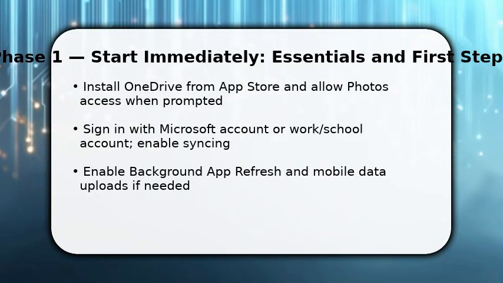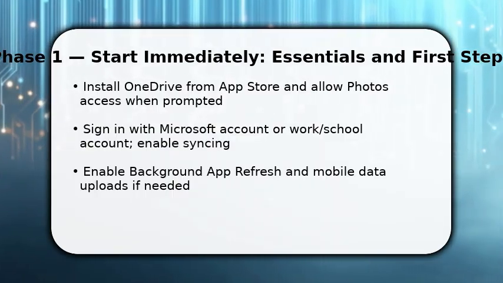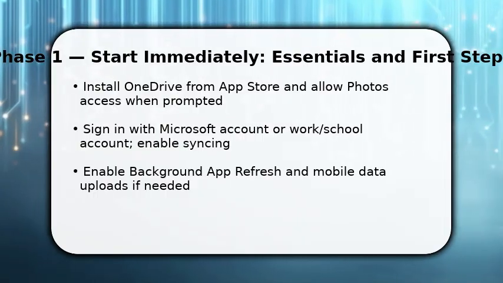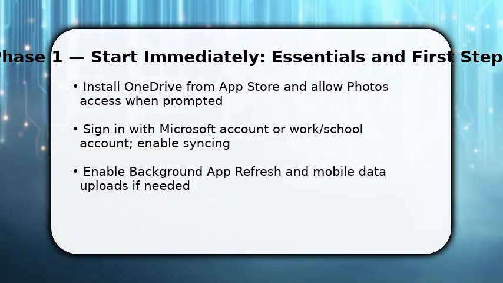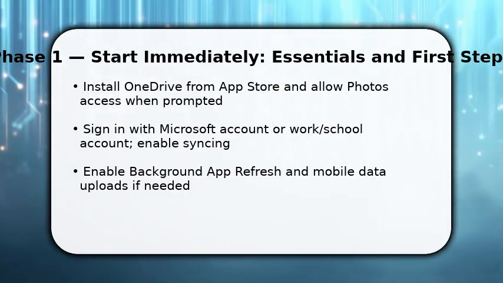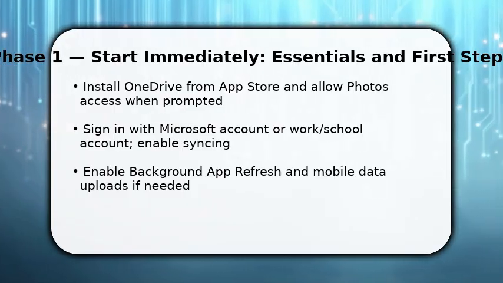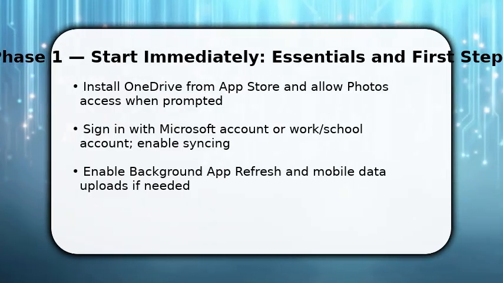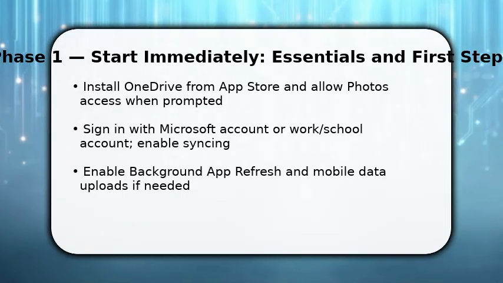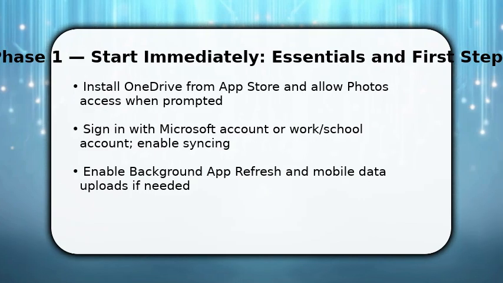You'll start by confirming essentials, then signing in. Open the App Store, install OneDrive, and grant Photos access so uploads work. Next, tap Sign in and use your Microsoft or work account because that determines storage and sharing permissions. Once signed in, make sure background app refresh and mobile data uploads are enabled. This keeps your uploads consistent. These steps get the app ready to sync automatically. After this, you're ready to add files and configure folders.